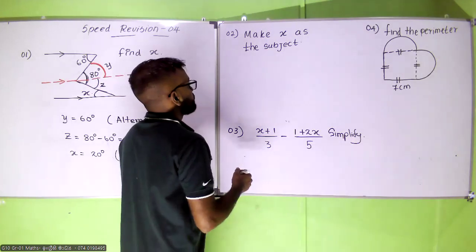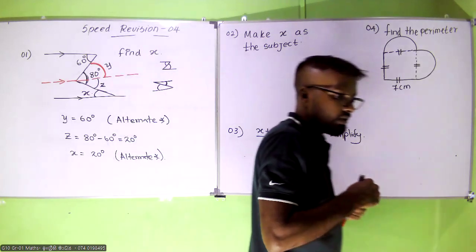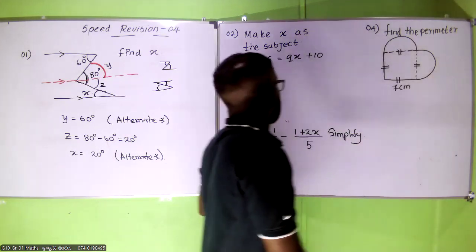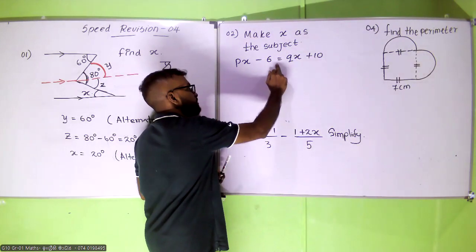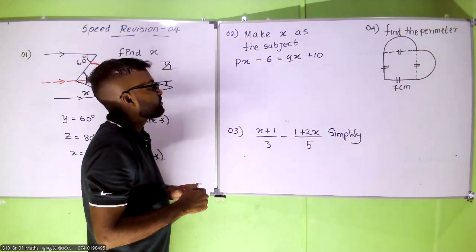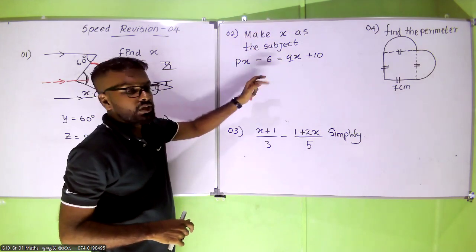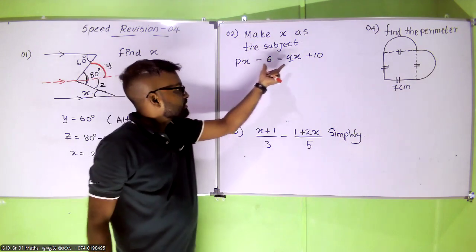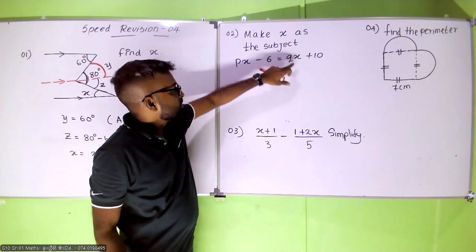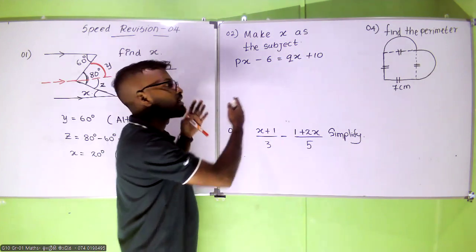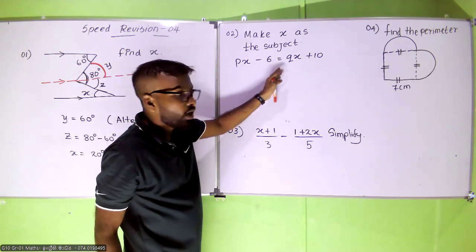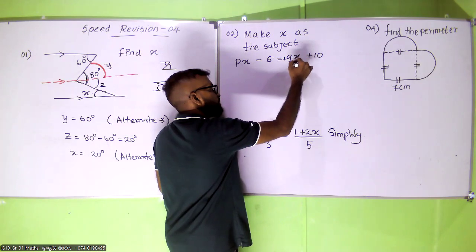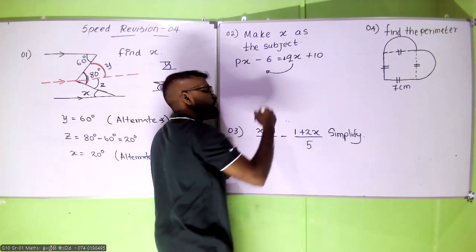Now you have to make x the subject for this one. So px minus 6 equals qx plus 10, right? If you want to make x the subject, you have to take your x's into a single place. Here you have x, here you have x. The easiest way is taking this qx to your left hand side. It is already on the right hand side of your equal sign, which is positive qx. Normally, this positive qx coming to the left hand side automatically becomes negative qx.